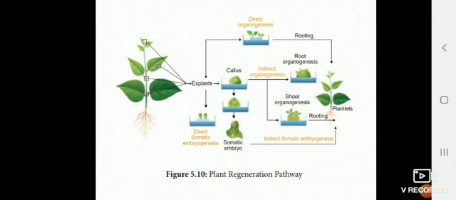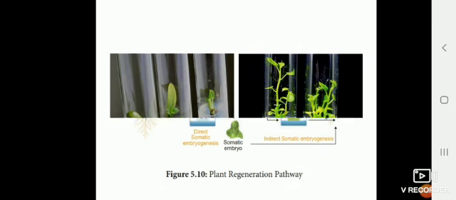First, we are seeing one plant. This plant regenerates through the regeneration pathway. The explant goes for direct organogenesis or direct somatic embryogenesis. These explants also go for callus formation. From the callus, we get somatic embryos and indirect organogenesis, that is root organogenesis and shoot organogenesis. From shoot organogenesis we get a plantlet, and then indirect somatic embryogenesis. This is the plant regeneration pathway.